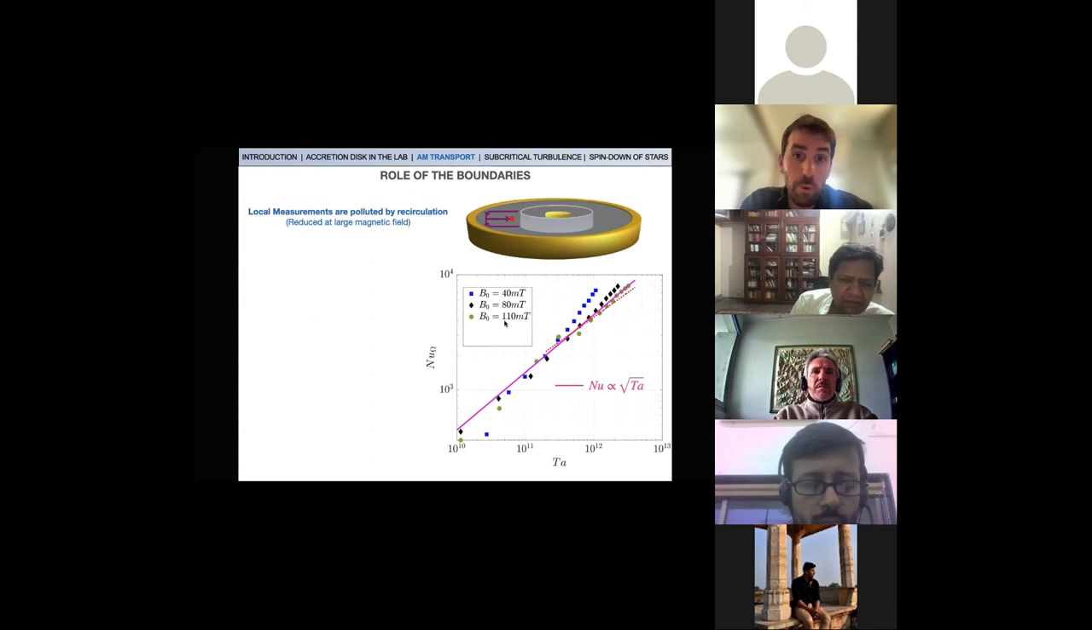So, for example, to obtain these results, do you remember which intensity you used for the current? It's varying. The Taylor number is a function of the current. The Taylor number, yes, okay.